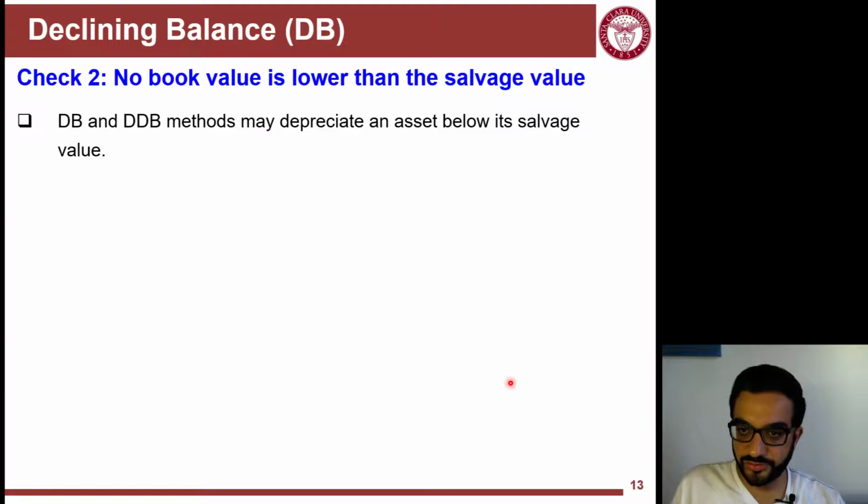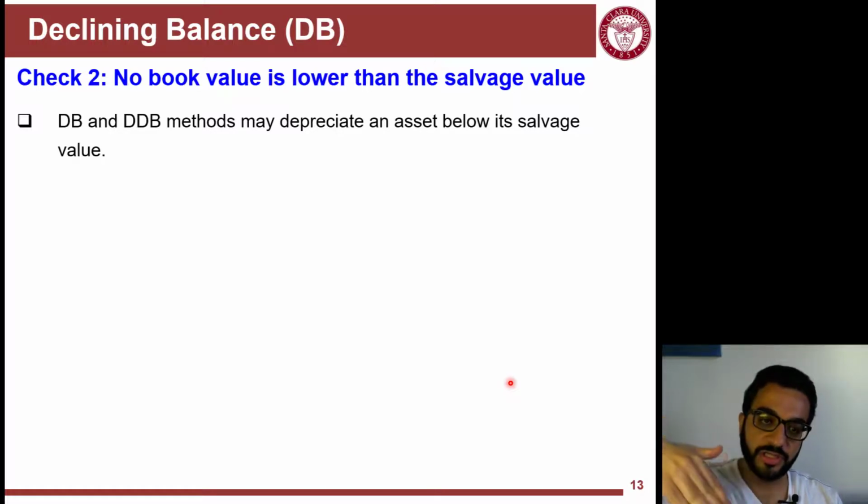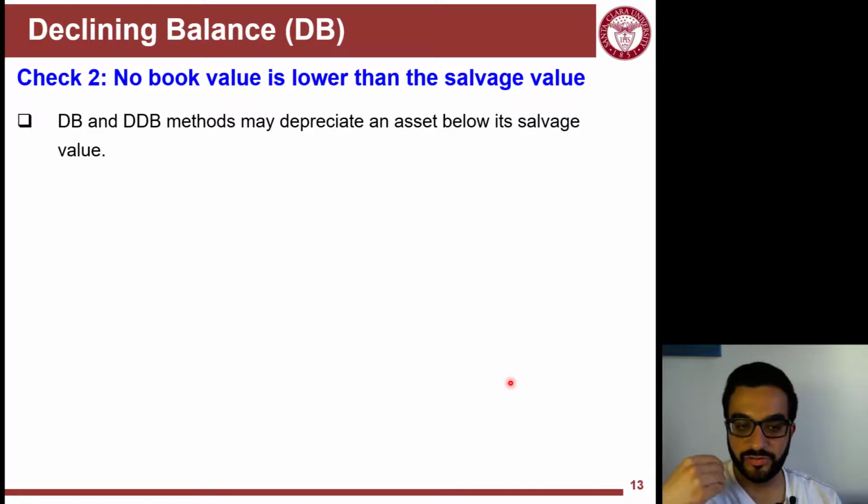So all of that is applying one check for one case when, if I follow the declining balance, the book value at the end will be higher than the salvage value. So I will need to correct my trajectory and use a straight line. Now the second check is used for the second case.